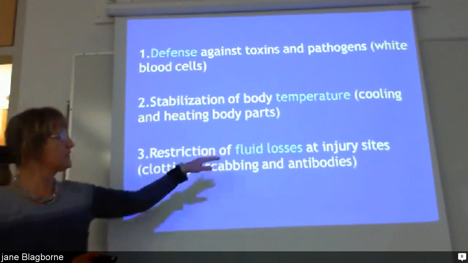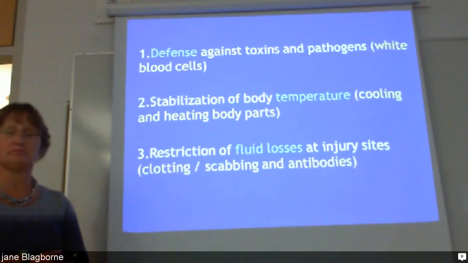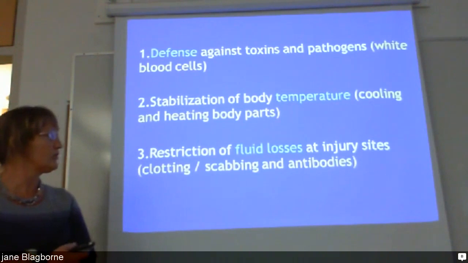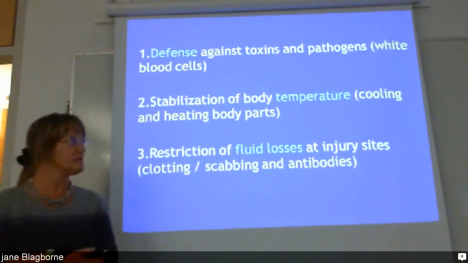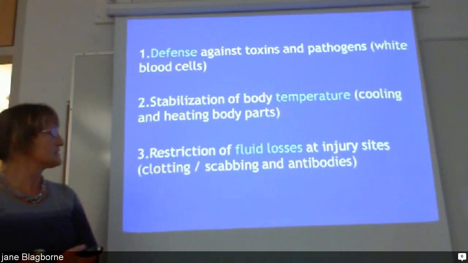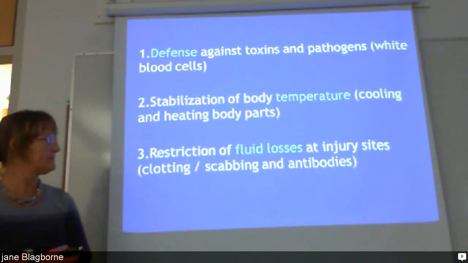So it restricts fluid losses. If you're ever in an accident and you have an injury, a huge laceration or a huge cut on your arm, the blood is responsible for forming the scab, for the clotting. That's going to protect you from losing too much fluid, too much blood.